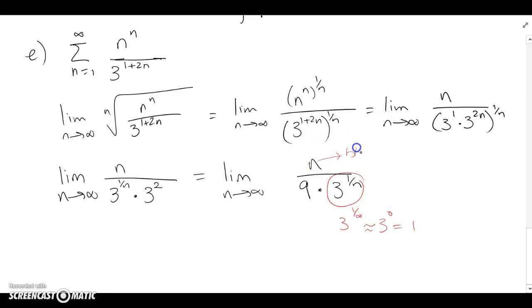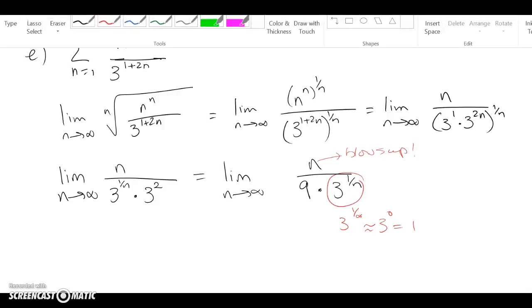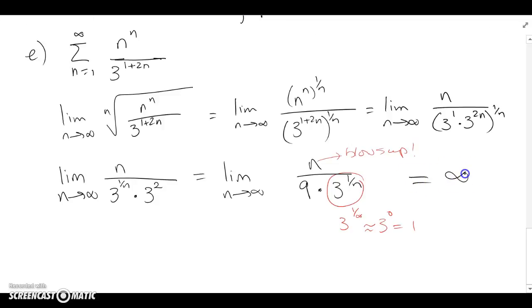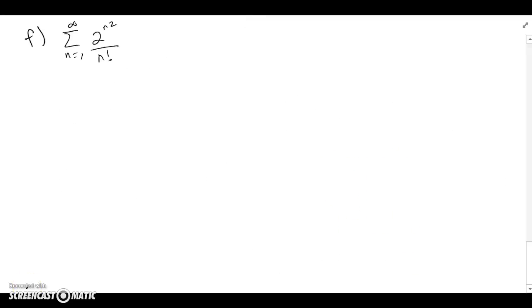But this thing blows up, so it looks like the limit of this thing goes to infinity. And since it blows up, goes to infinity, and is bigger than 1, we can say that this guy diverges by the root test. Let's actually quickly look at a couple more.